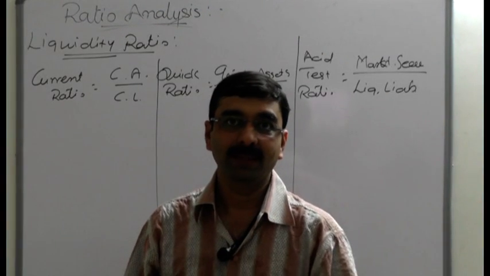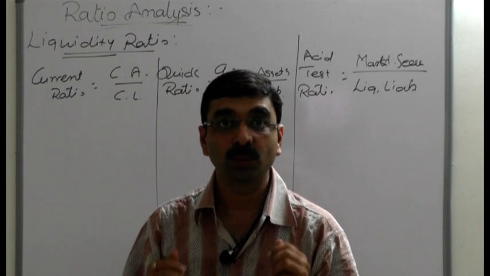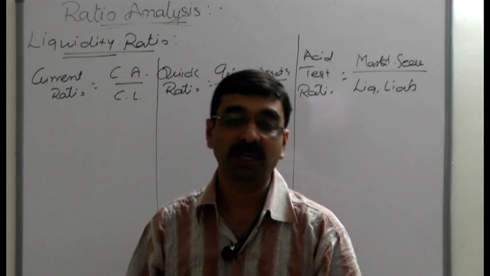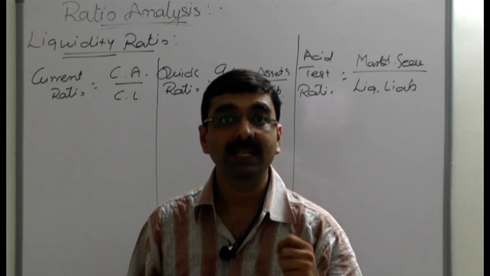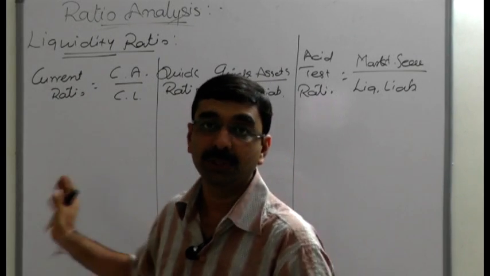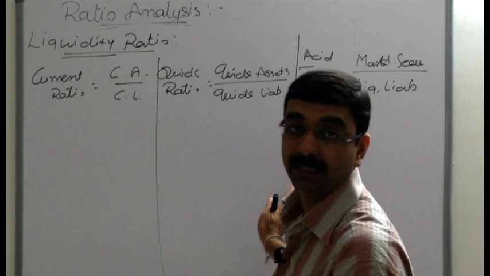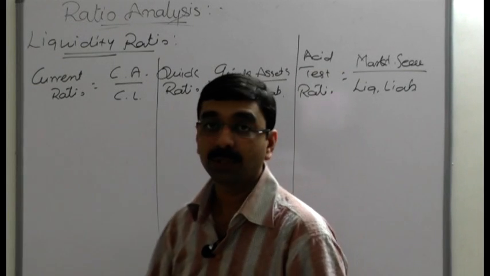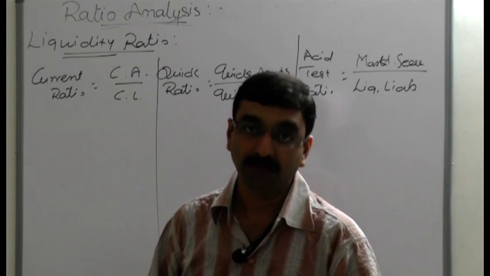Moving to the next segment, that is liquidity ratio. Liquidity ratio is all about determining the liquidity position of the company. That means it shows the working capital management and working capital strength in the company. For that, we have three ratios: current ratio, quick ratio, and acid test ratio. All these three ratios help to find the liquidity strength of the company.